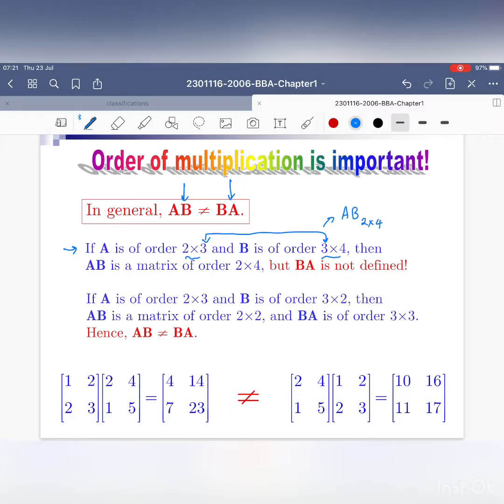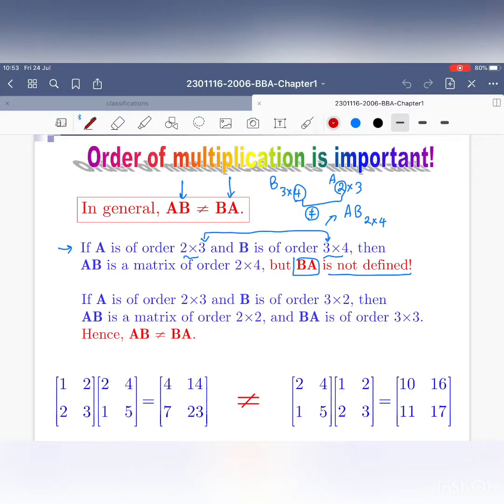However, can you find B times A? Your B is 3 by 4 and your A is 2 by 3. The number of columns of B is not the same as the number of rows of A. So it means that B times A is not defined in the first place. This is one example.